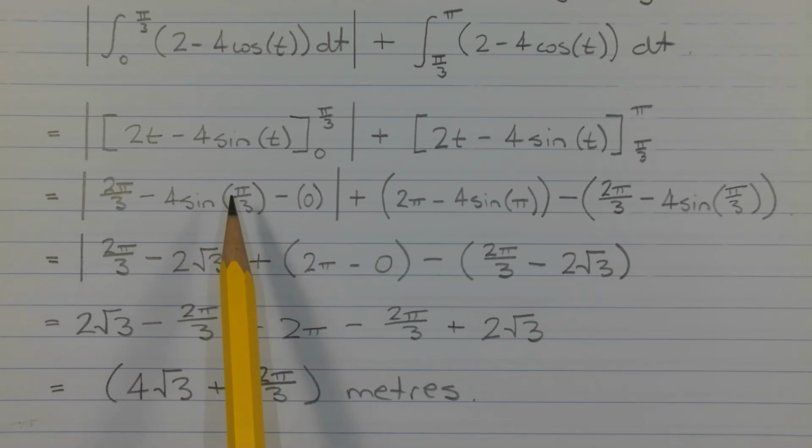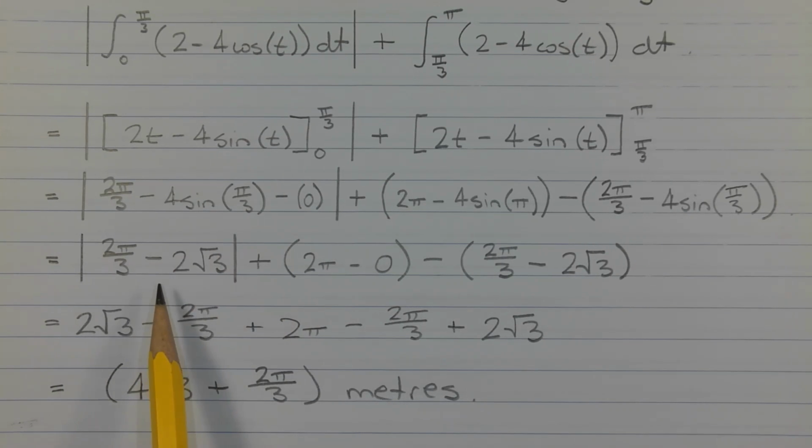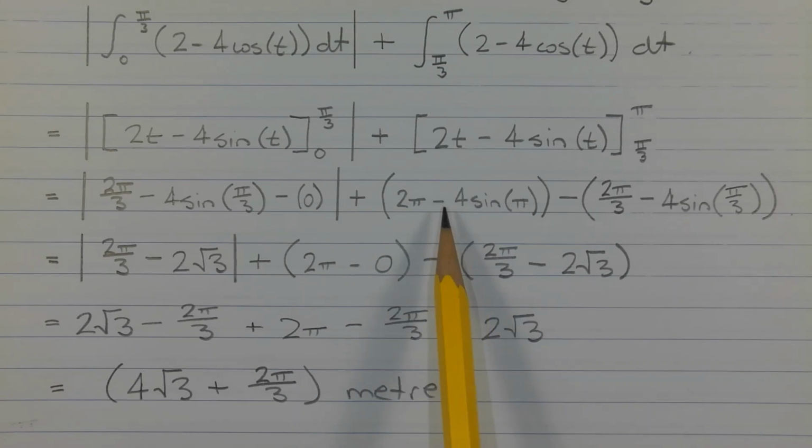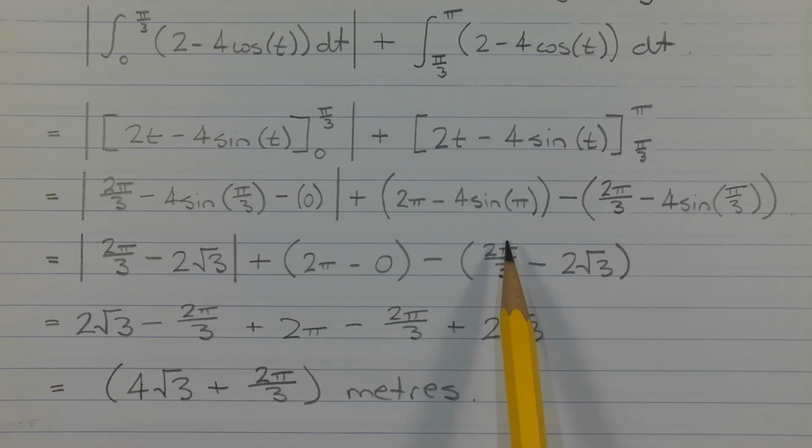Now, 4 sine pi over 3 is an exact ratio. That gives us 2 root 3. So inside the absolute value brackets, we have 2 pi over 3 minus 2 root 3 plus 2 pi minus 0, since 4 sine pi is equal to 0, minus 2 pi over 3 minus 2 root 3.